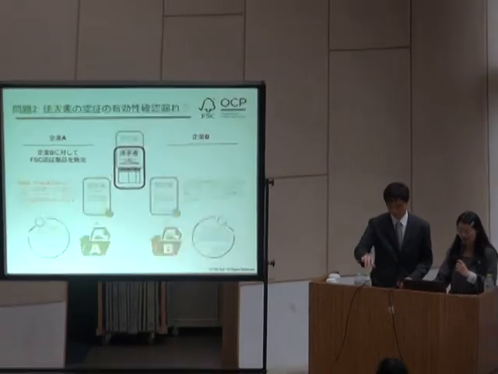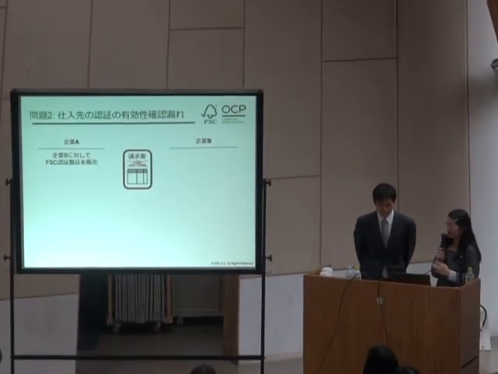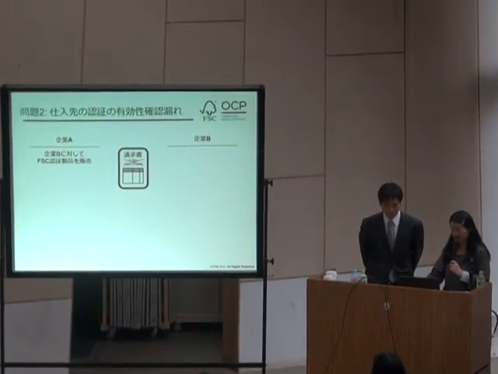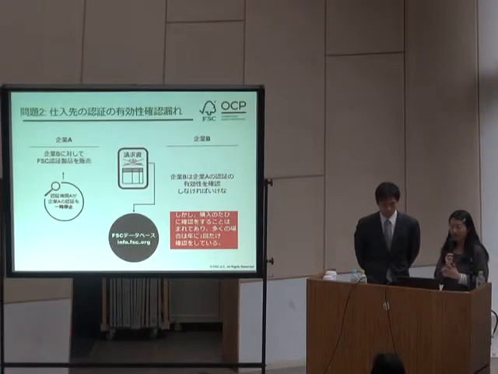And there is another origination error. It's caused by an invalid certificate. Still, A sells FSC-claimed goods to B. However, for some reason, B forgot to check if A's certificate is still valid. And unfortunately, A got suspended during this sale.